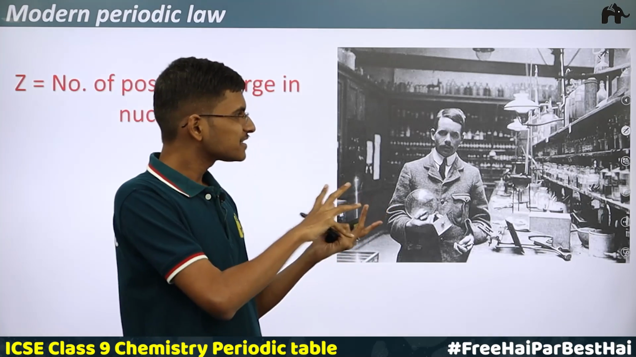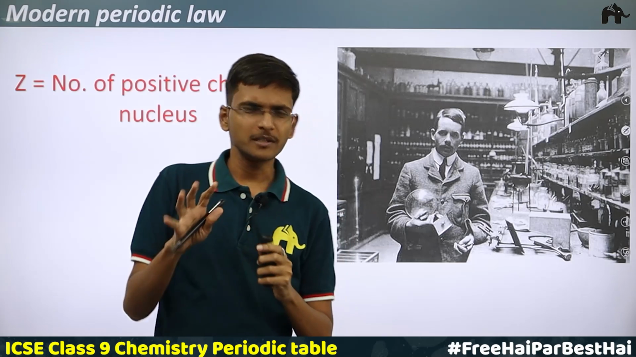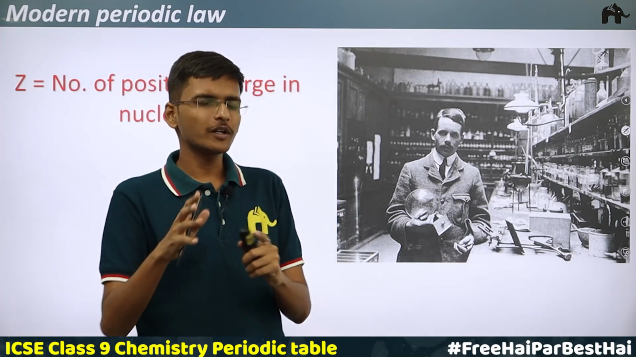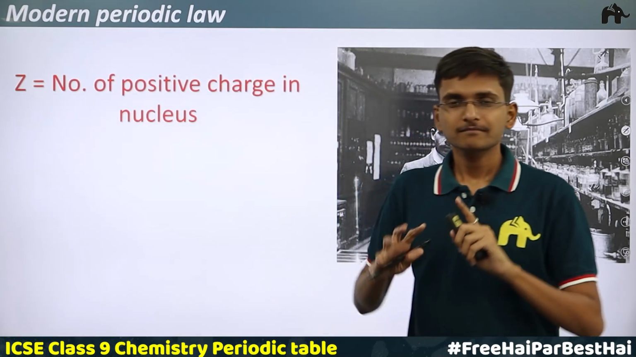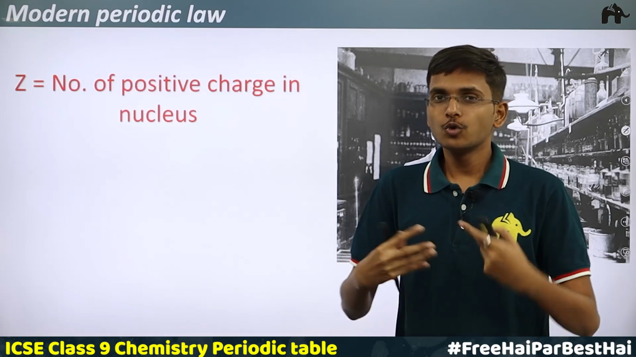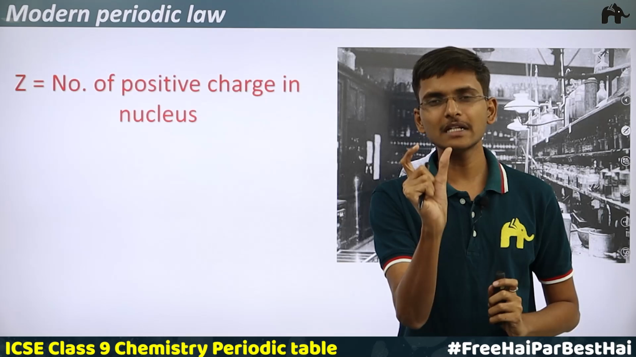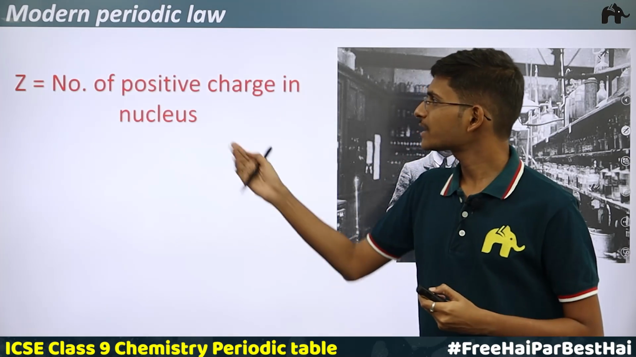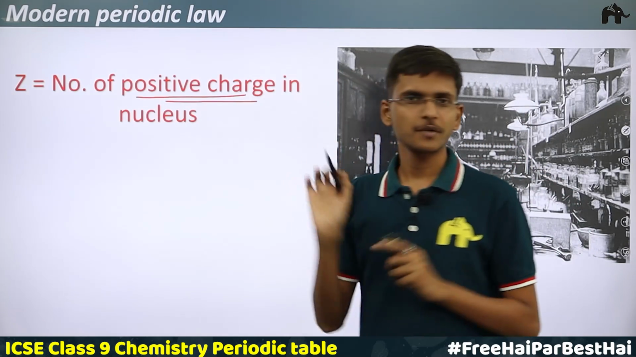So here you can see this very dashing person's image, and he is looking, I think, towards you only, but I'm just joking. The Henry Moseley, he was the one who actually told the entire world that the atomic number is simply the number of positive charges present in the nucleus. Number of positive charge.